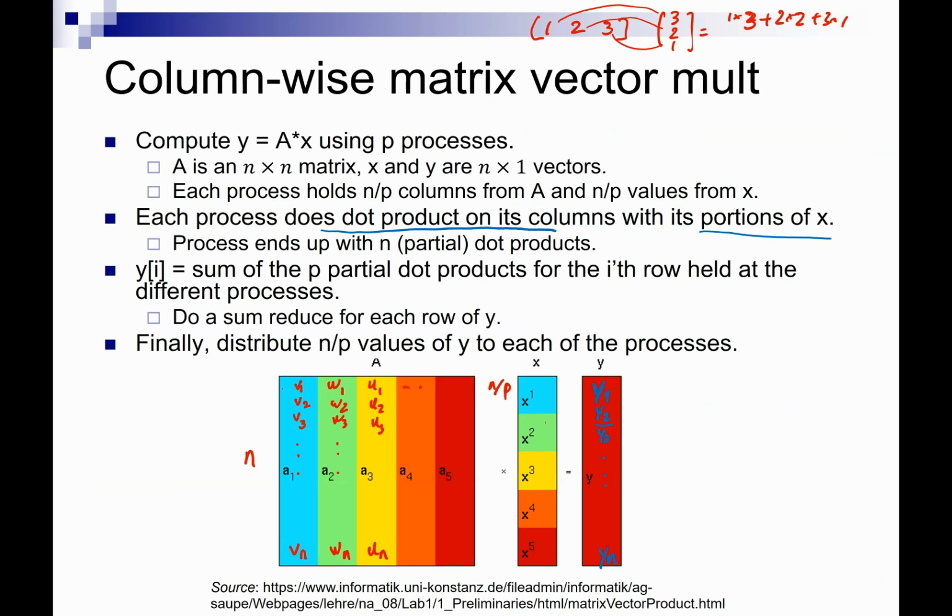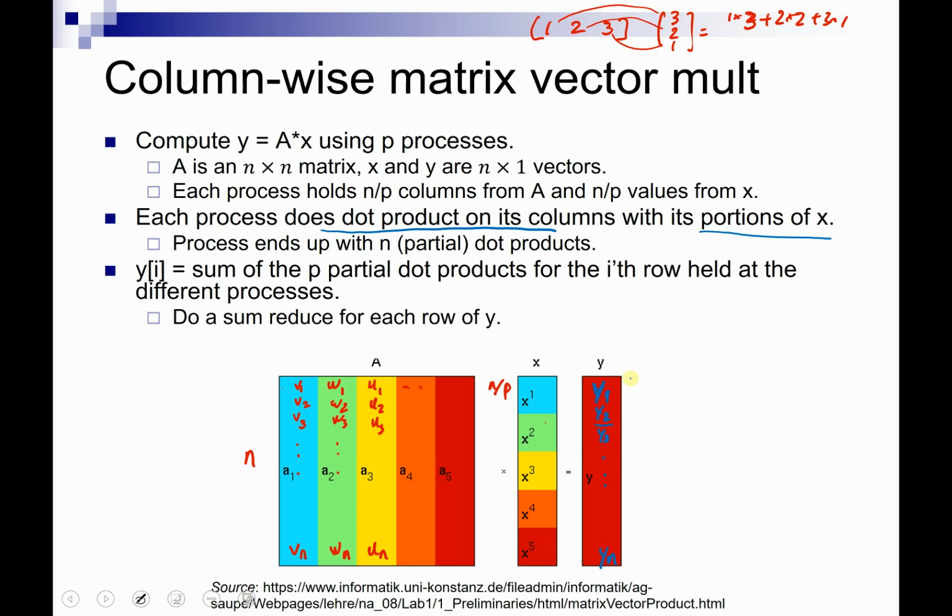We want to do a reduce on all of the first row values, and then we also do a reduce on all of the second row values, the third row values, and so on. So reduce is perfect for that. And when you do this reduce, all of the values get accumulated onto one particular process, because you have to reduce onto one particular process. So whoever we reduce onto, that process is going to end up with this entire vector y.